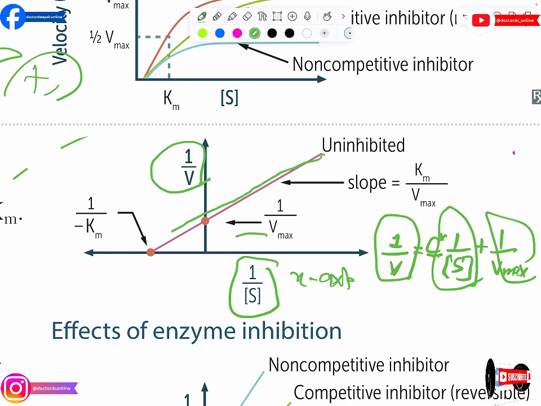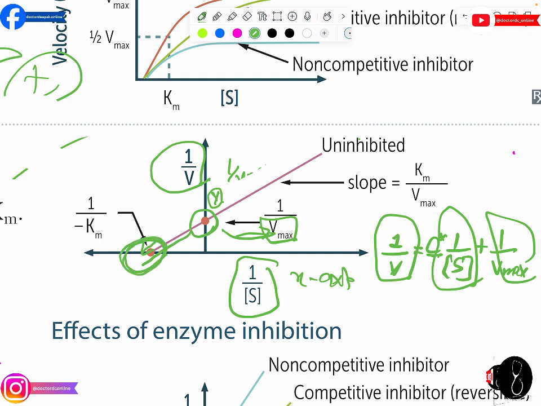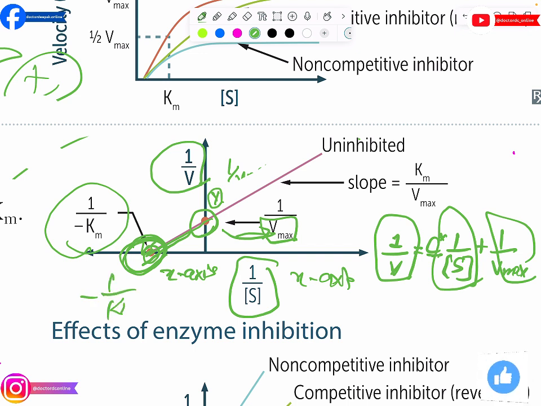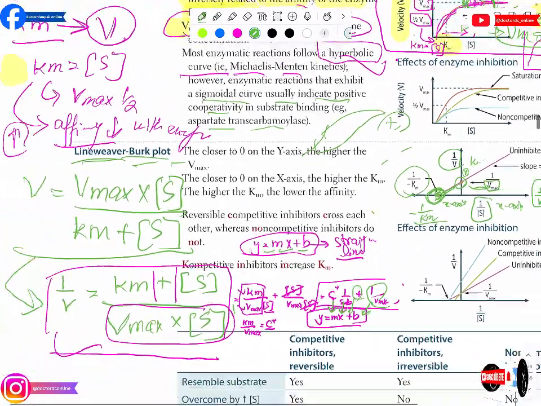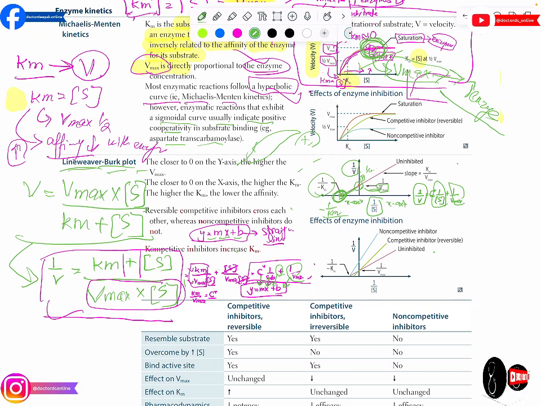This is a straight line. The point where the straight line crosses the y-axis is called 1 over Vmax. Again, I am saying the same thing: the point where the line crosses the y-axis is 1 over Vmax. And the point where the line cuts the x-axis gives the value of minus 1 over Km. It is a simple straight graph that the Lineweaver-Burk plot gives to estimate or identify the value of Km.